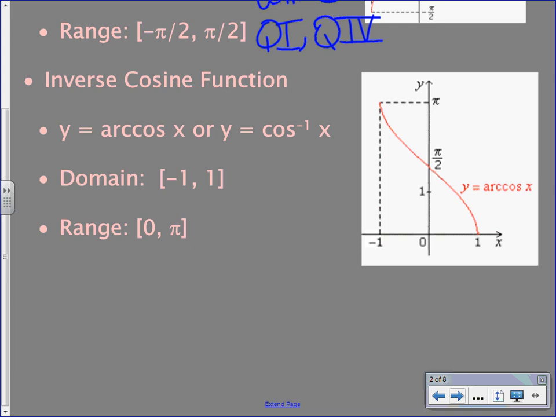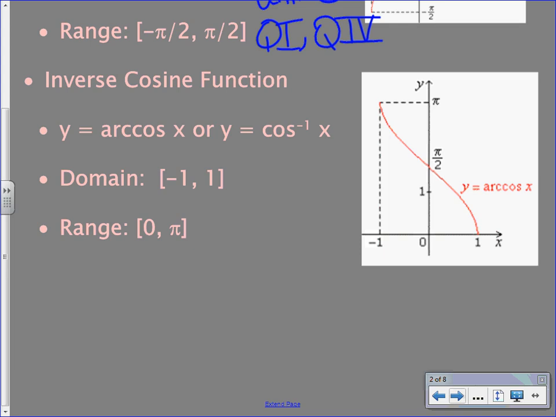So the only difference between sine and cosine is where they begin. Sine and cosine look the same except where they begin. They're cycles.